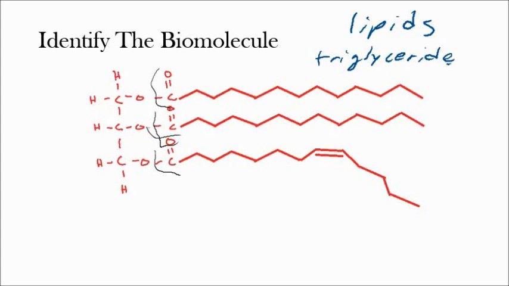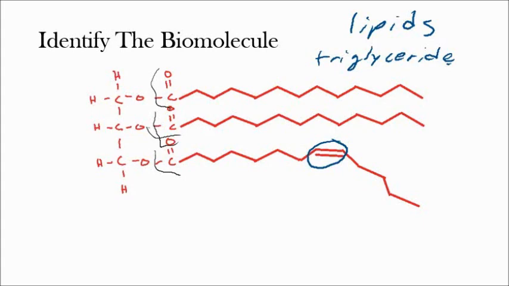So finally, the last thing we're going to do to classify this is you see that there's this double bond right here. And because of this double bond between two carbons, this fatty acid chain, or this fatty acid tail, is actually bent at that particular location. So it's got a kink in the tail.